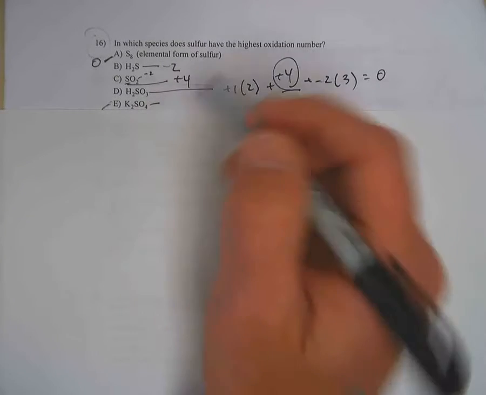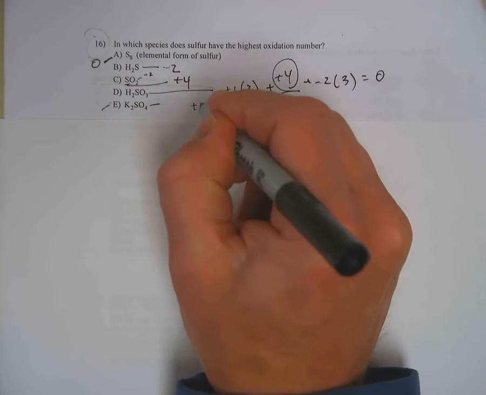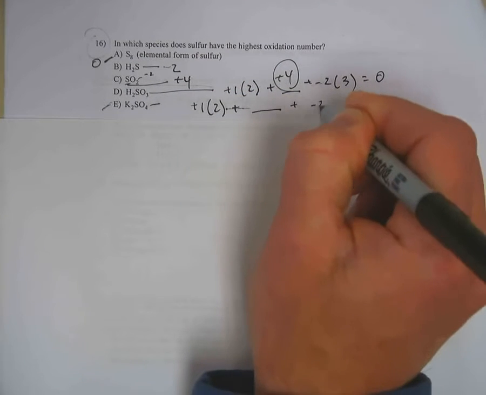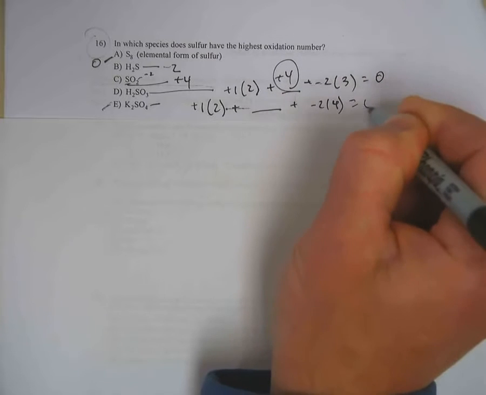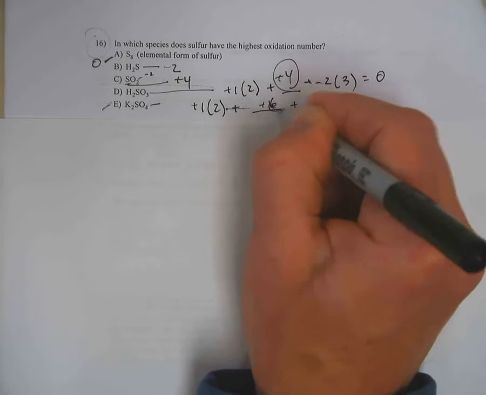And then in this one, containing the sulfate ion, potassium's plus 1, there's 2 of those. Sulfur is some oxidation number. Oxygen's negative 2, and there's 4 of them, and it has to sum to 0. So that means sulfur must be positive 6 in this case.